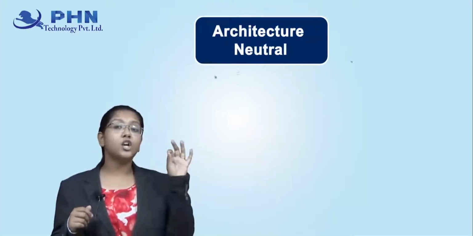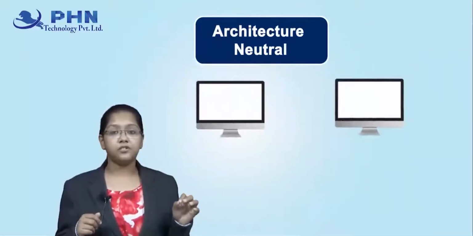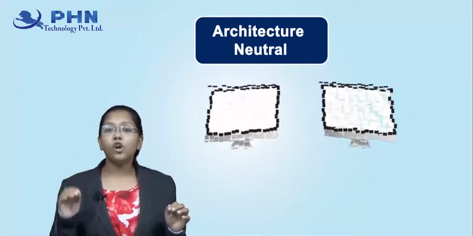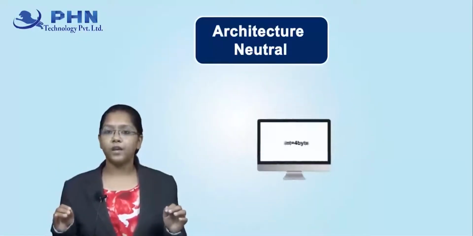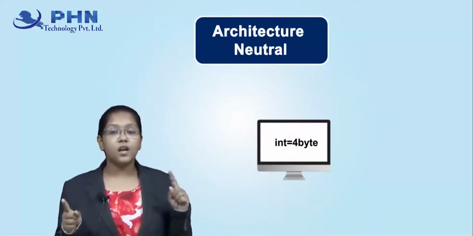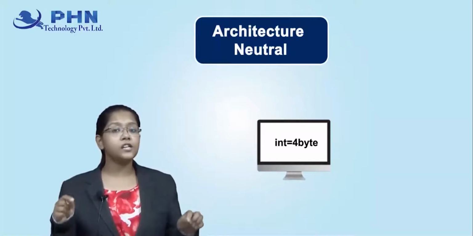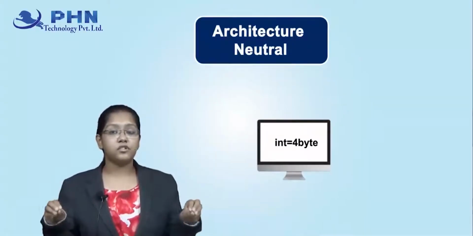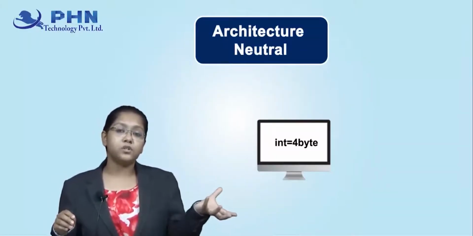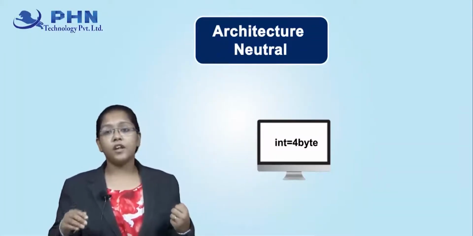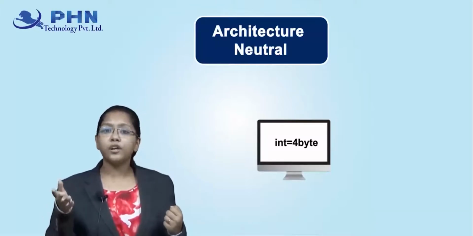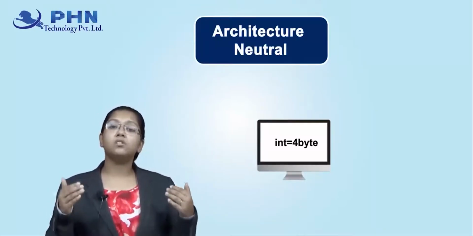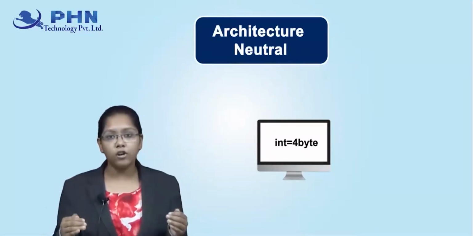Int requires 2 bytes in 32-bit architecture, whereas it requires 4 bytes in 64-bit architecture system. This was the difference because of the architecture of that computer system. In the 32-bit it was only occupying 2 bytes, whereas in the 64-bit it was occupying 4 bytes. This was basically based on your architecture, but in Java what happens?